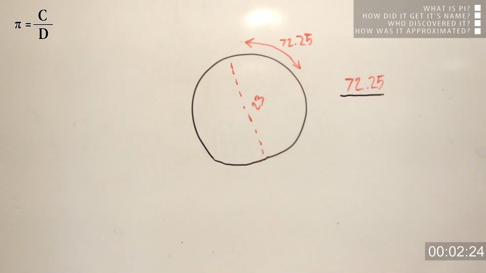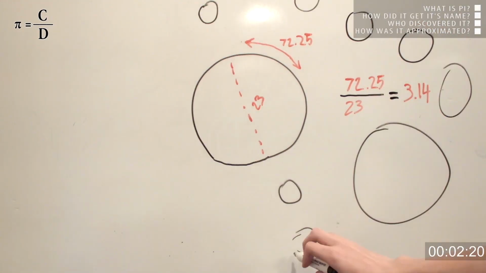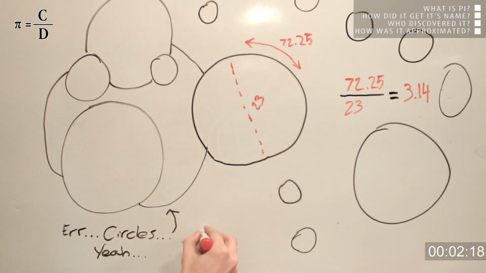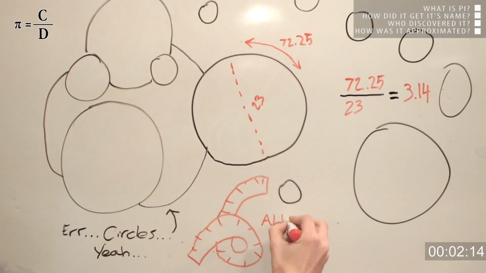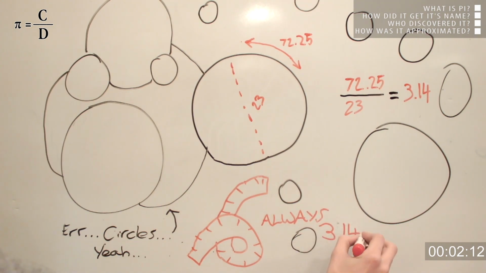If you divide the circumference by the diameter, you're going to get 3.14. This applies to all circles. If you get a tape measure and measure the diameter and the circumference of a circle, the ratio of the circumference to the diameter will always be pi, or approximately 3.14.